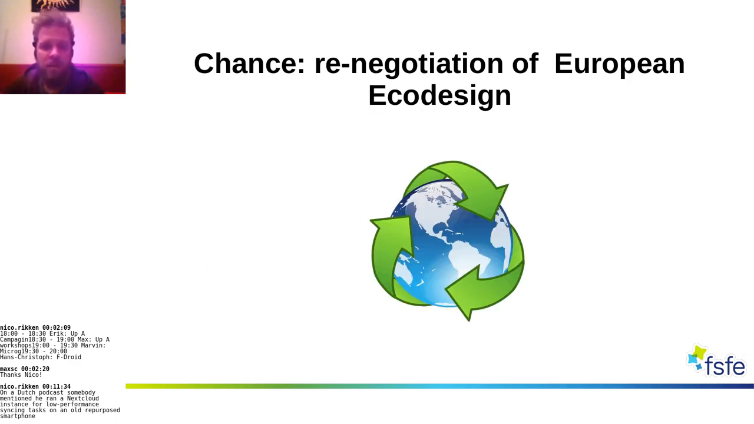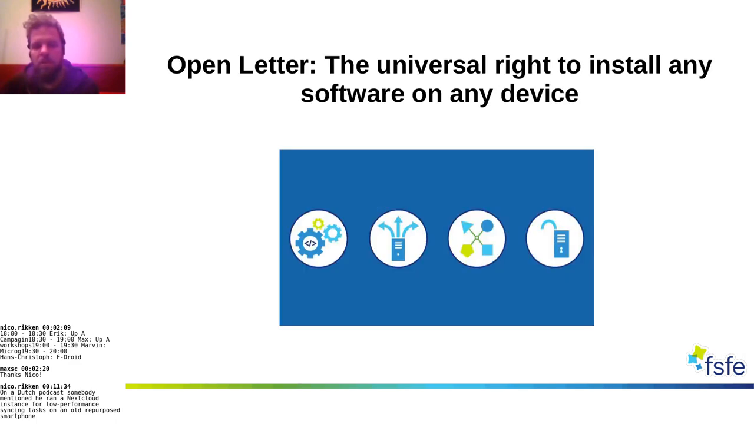And there's a chance currently, because there's a renegotiation of the European eco-design. This means the European Parliament and Council, there are several directives that make new rules for the European eco-design of products. For example, how long can a phone last? How long should there be updates, and so on. And this is the point where we jump in.